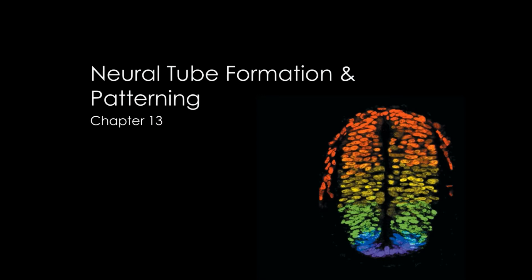The development of the central nervous system begins with the formation of a simple tube, and that tube forms from a sheet of epithelium. Morphogen gradients then pattern the tube, giving different regions a distinct identity and function.